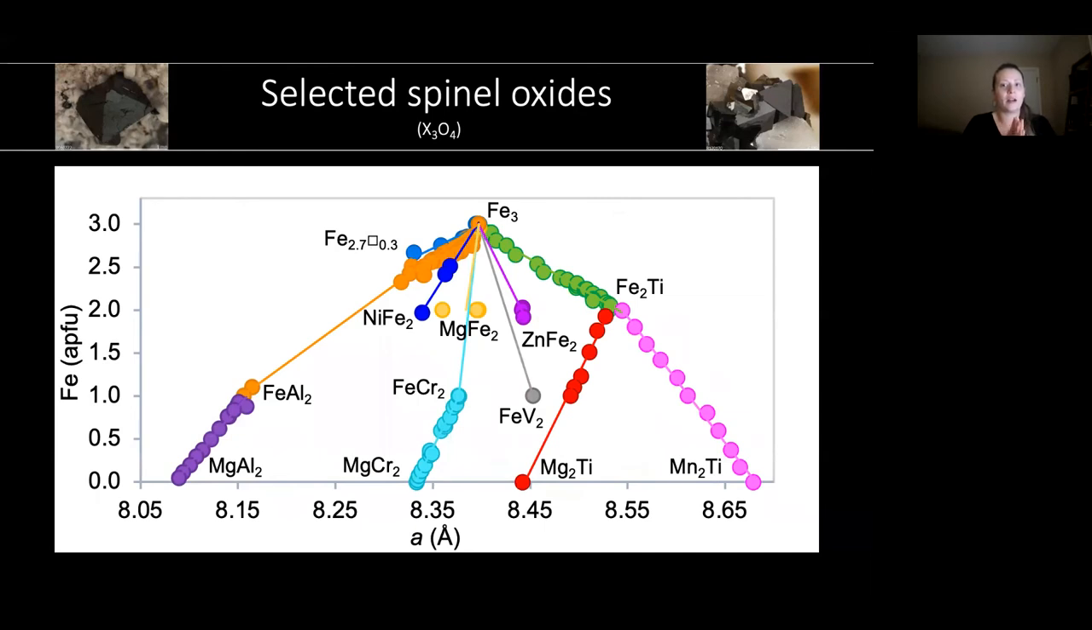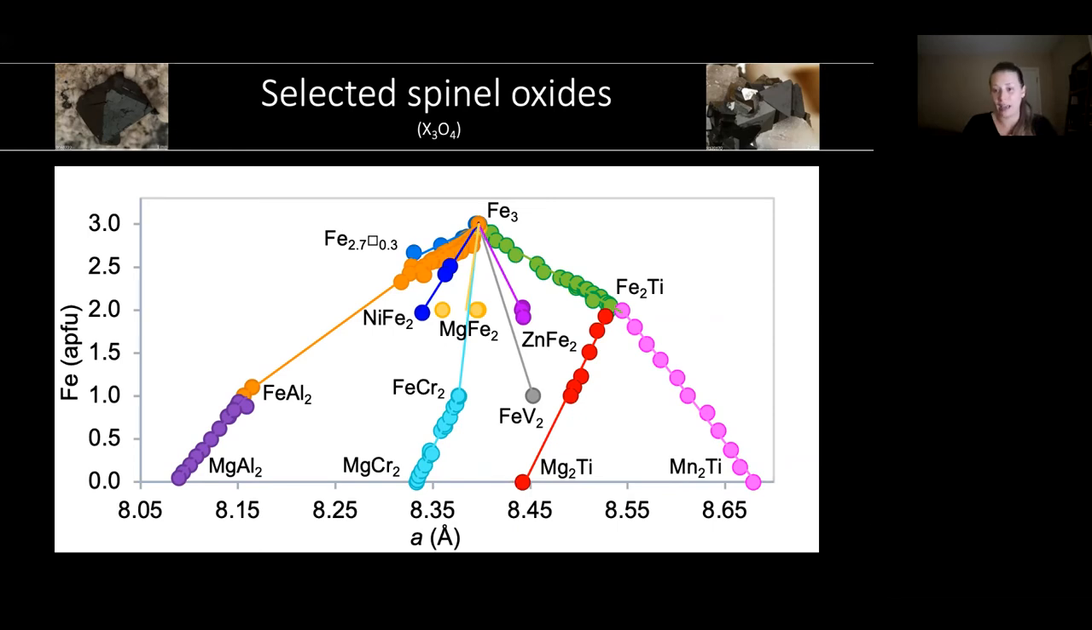So that is the spinel oxides. These are things like magnetite and chromite that all of you are familiar with. The reason the system is complicated is because the spinel structure can accommodate more than a dozen different chemical elements, and it's cubic, which means that it only has one unit cell parameter, and that's the A cell edge. So the messy chart you see here is a result of that very complicated chemical space.